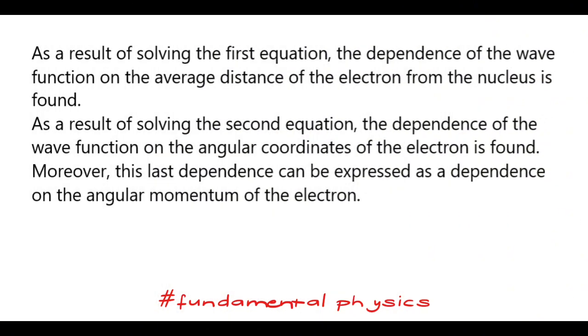As a result of solving the first equation, the dependence of the wave function on the average distance of the electron from the nucleus is found. As a result of solving the second equation, the dependence of the wave function on the angular coordinates of the electron is found. Moreover, this last dependence can be expressed as a dependence on the angular momentum of the electron.